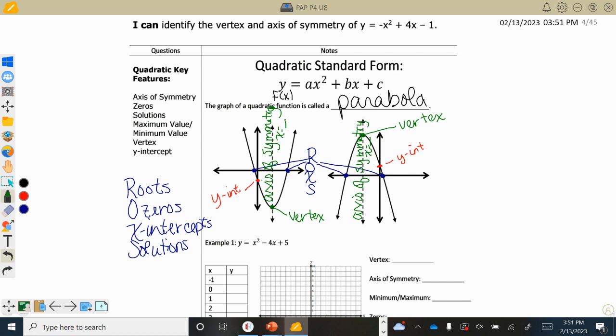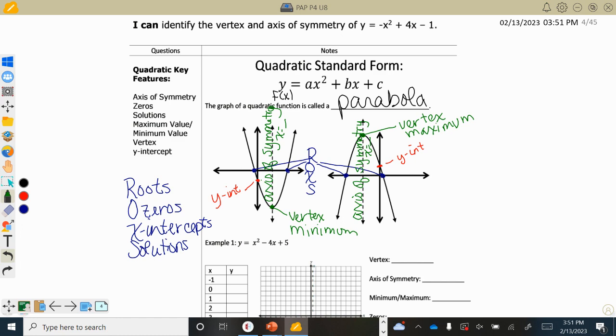If the vertex is at the bottom of the parabola, it's a minimum. If it's at the top of the parabola, it's a maximum, because that's the maximum height it could be. So when we're talking about our minimum or our maximum, that's going to come from that vertex point as well. Our axis of symmetry is also going to come from that vertex point.